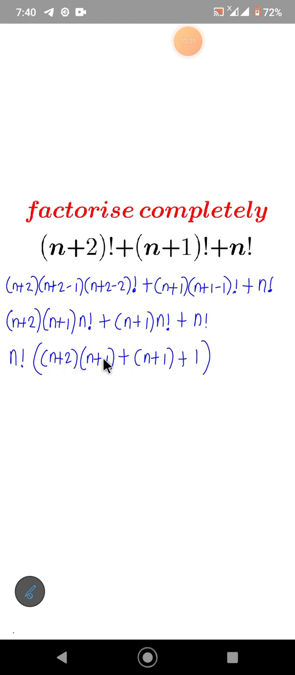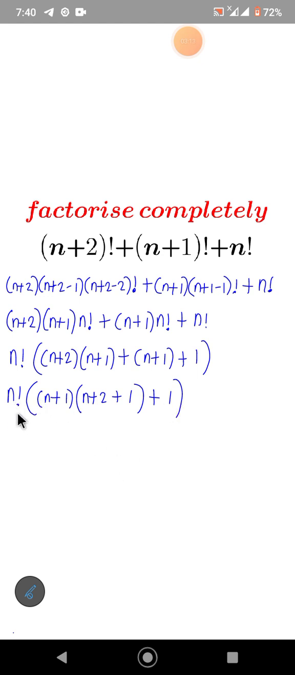The next step now would be to factorize just this expression here and this expression here, just these two. So I'll write again n factorial, open bracket. Now if I want to factorize this, what is common between these two? n plus 1 is common. So we say n plus 1, open bracket. Now this expression divided by this, we have n plus 2. Then n plus 1 divided by n plus 1, we have plus 1. Close our bracket. Then plus this one here, then close our bracket.